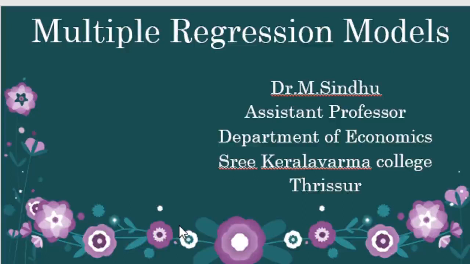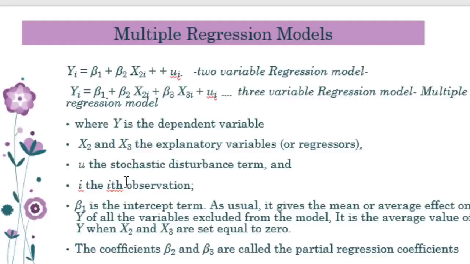Good morning, everybody. Today we will discuss multiple regression models. So far we have learned about the two variable regression model, or simple regression model, in which we have one dependent variable and one independent variable. This is known as a two variable regression model, simple regression model. In a multiple regression model, there will be more than one independent variable. That type of regression model is known as the multiple regression model.